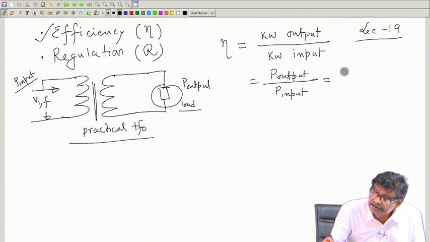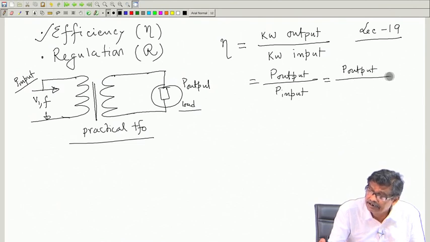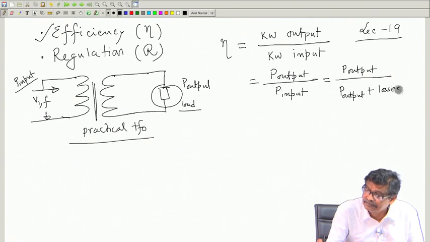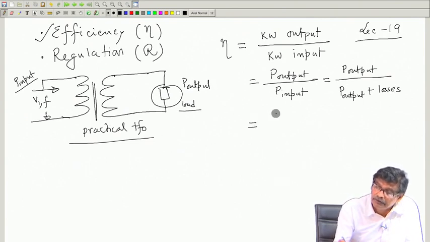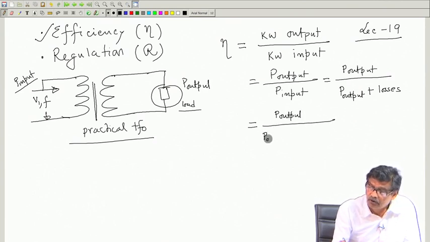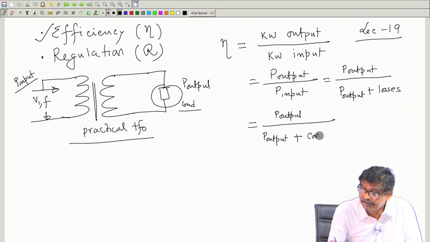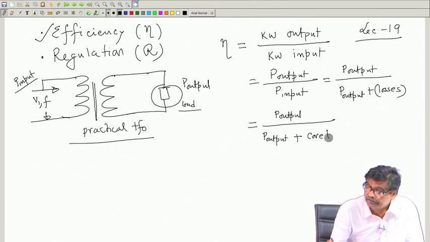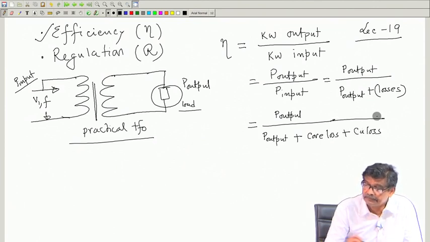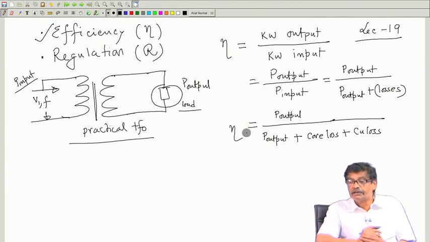So this can be written as P output, this is how we will calculate, divided by input, which is nothing but P output plus losses, and this is equal to P output in kilowatt or watt divided by P output plus core loss, this I will break up into two parts, core loss plus copper loss. This will be the expression for efficiency of a transformer.